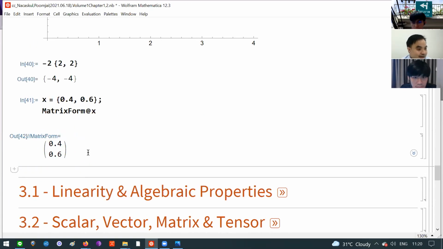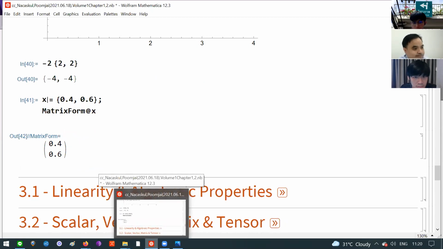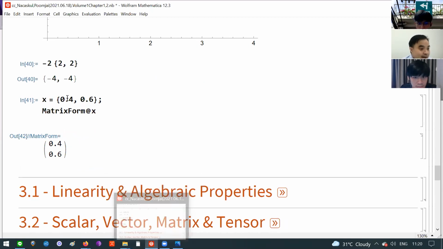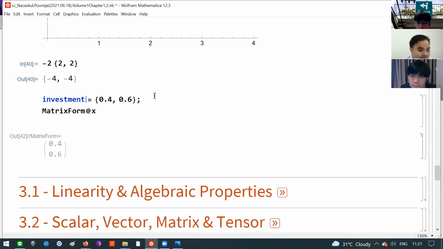Yeah, it looks like this, right? So x. Now I'm going to use a different word. I'm going to say that this is investment. How much money do you have? Let's say you have 4,000 baht here, and you have 6,000 baht here. So you have 10,000 baht. You separate it into 2 piles. One pile has 4,000, the other pile has 6,000.